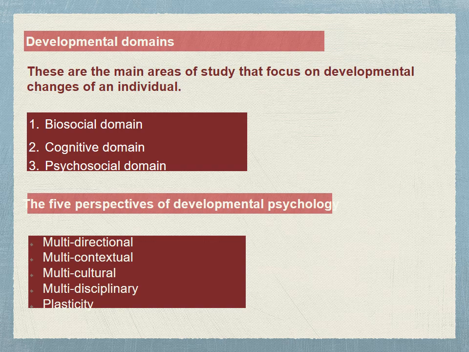And now, the multicontextual perspective. What is meant by the word context? It means that we are influenced by when and where we live. Our actions, beliefs, and values are a response to the circumstances surrounding us. Contexts like age, gender, race, ethnicity, and socio-economic status all influence our development.